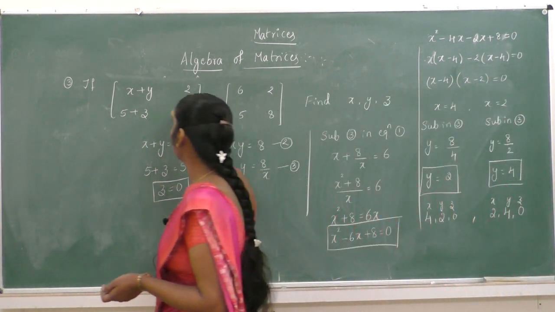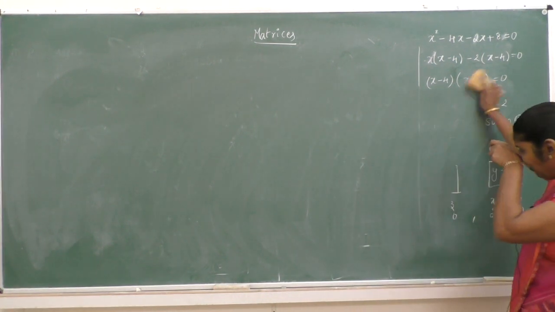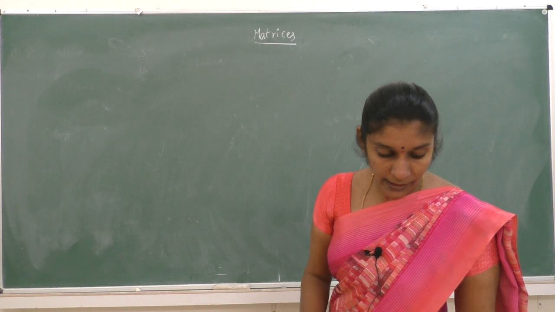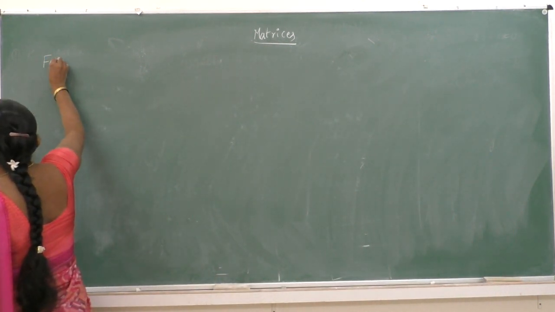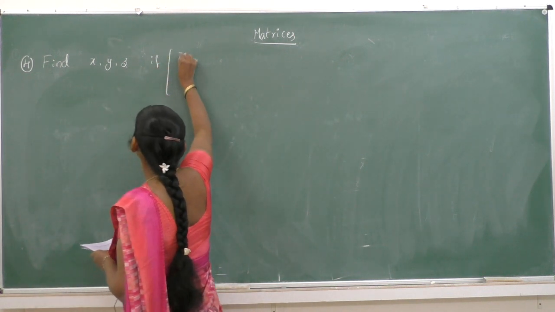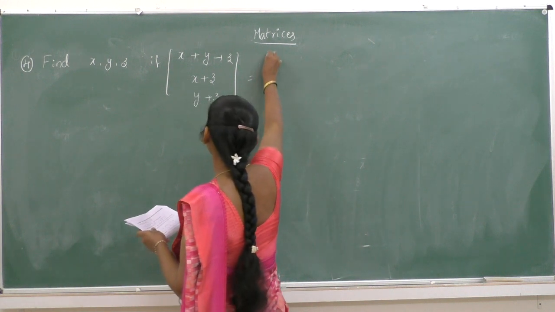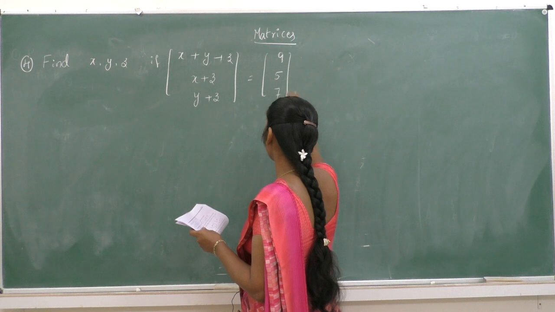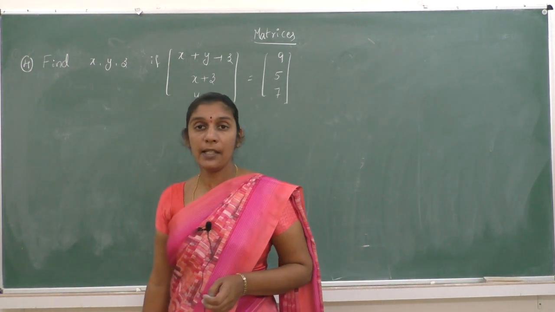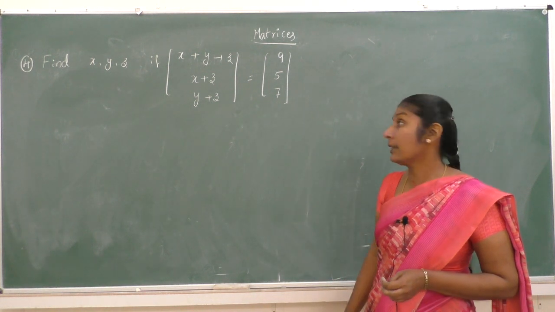Next, another example. Another example. Find x, y, z. Fourth problem. Find x, y, z if x plus y plus z, x plus z, y plus z is equal to 9, 5, 7. Next question is like this. Find x, y and z if x plus y plus z is equal to 9, x plus z is equal to 5 and y plus z is equal to 7, they say, right?